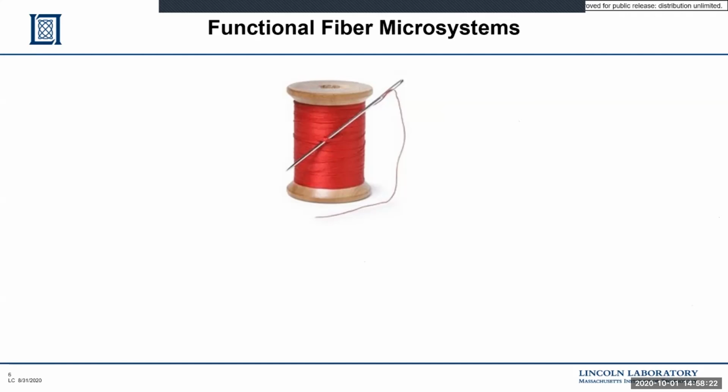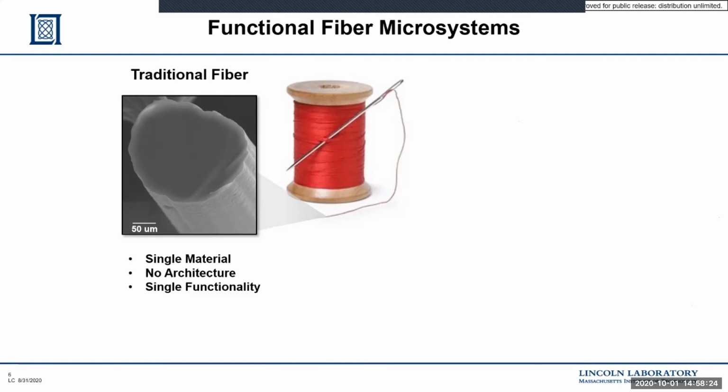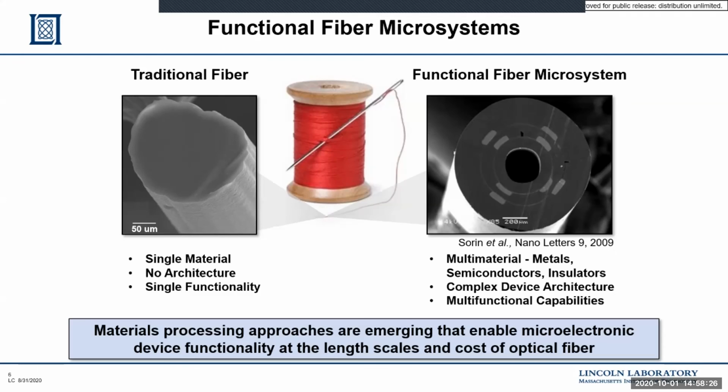So if you click ahead, Chris, there's I think a build chart here. On the left is a traditional fiber. This is a traditional filament fiber from a textile, and you can see it's a single material, a single architecture, kind of a cylindrical shape all along its full length. And with that comes a single functionality.